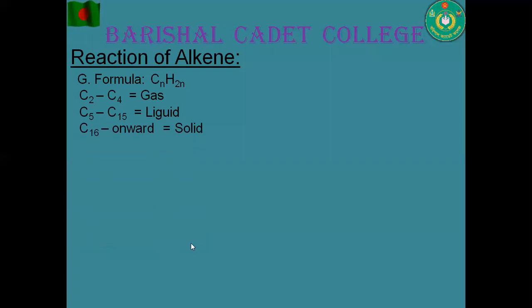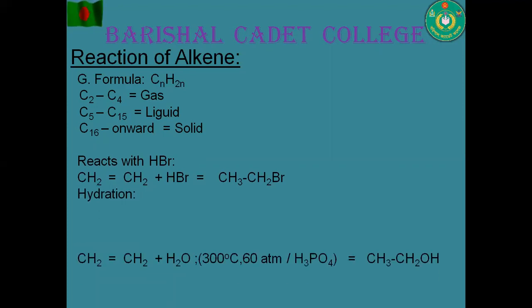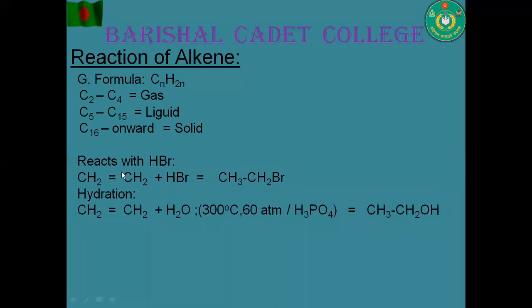Then the second one, reaction of alkene. These are the physical properties of alkene. General formula CnH2n. If the number of carbon atoms is C2 to C4, gaseous; C5 to C15, liquid; C16 and more than C16, solid. First of all, the reaction with hydrobromic acid. Alkene reacts with hydrobromic acid to form alkyl bromide.